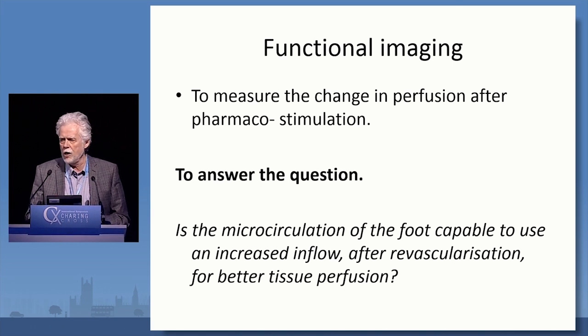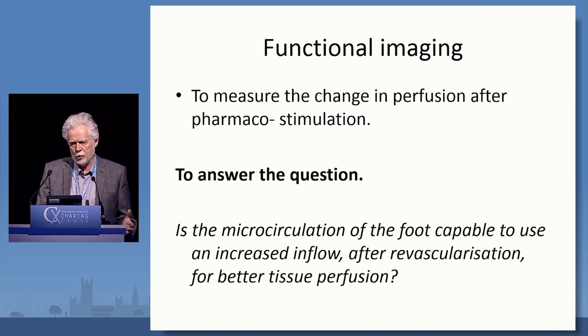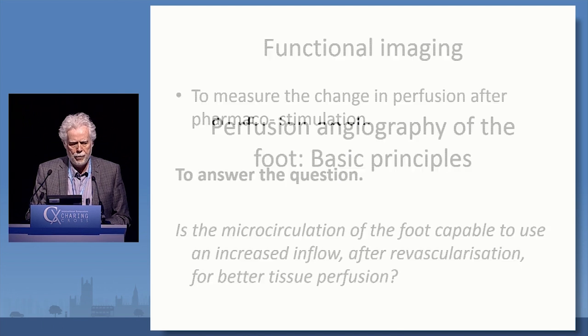And the other thing we do, and I'll show you an example of this, is to measure the change in perfusion after pharmacostimulation. And we do that to answer the question, is the microcirculation of the foot capable of using an increased flow after revascularization for better tissue perfusion? In other words, if we bring more blood down there, is this going to help to heal the ulcer? Or is it not possible anymore? And is the foot beyond any form of repair?